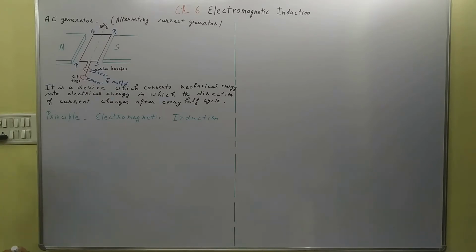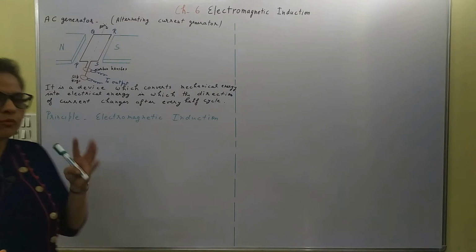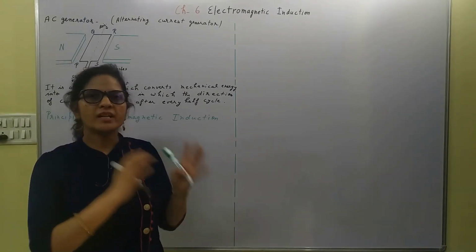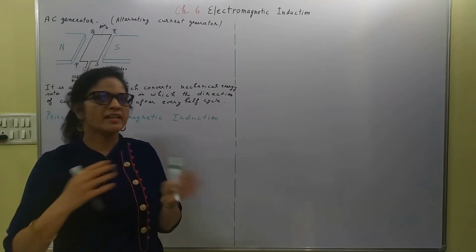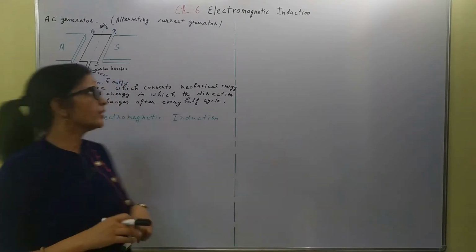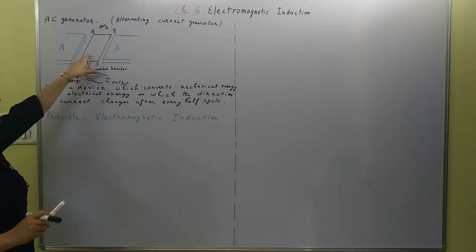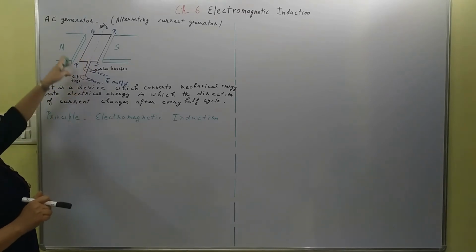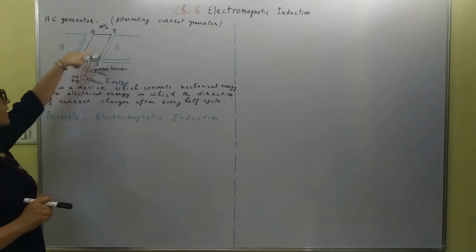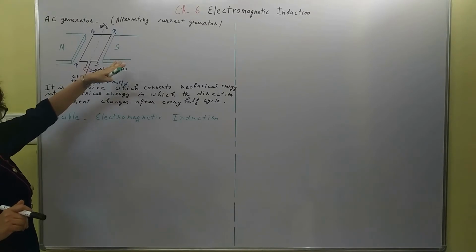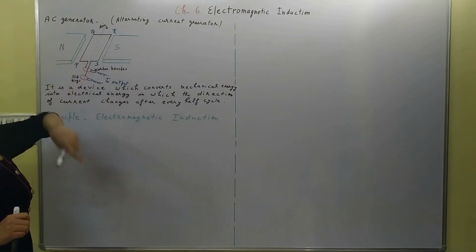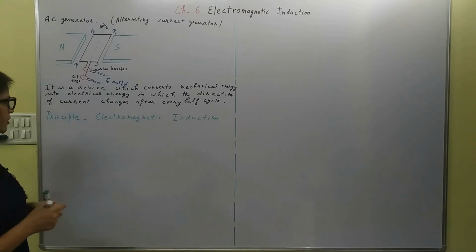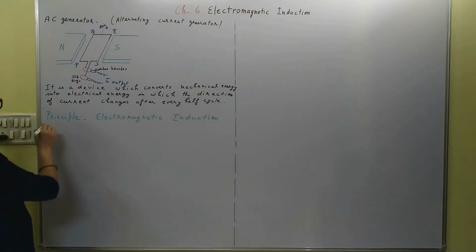So what is the principle? The principle is electromagnetic induction. What does that mean? Whenever the flux related to any closed coil changes, an induced current is generated in it, right? So here also a coil is rotated in a magnetic field with its axis perpendicular to it. Then an induced EMF is generated in the coil, and as a result an induced current is produced in it. So you can write the principle in detail.